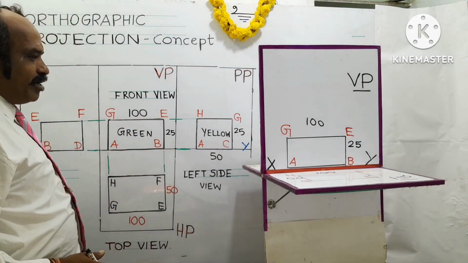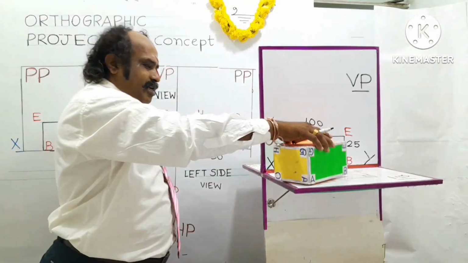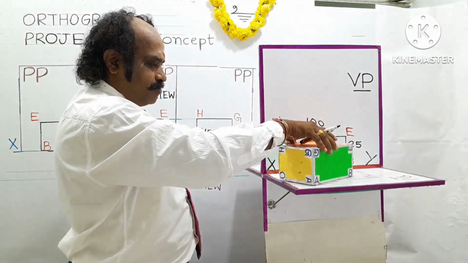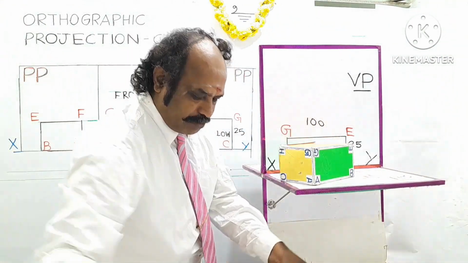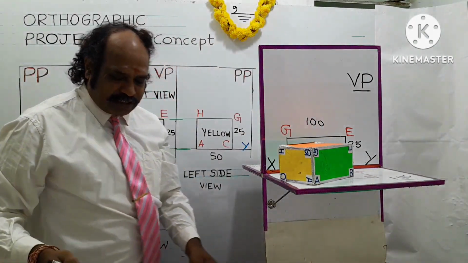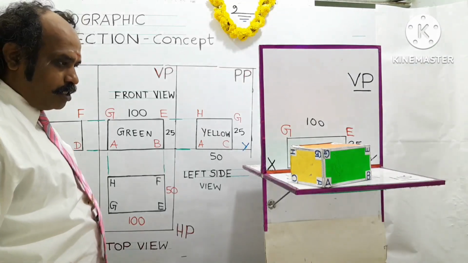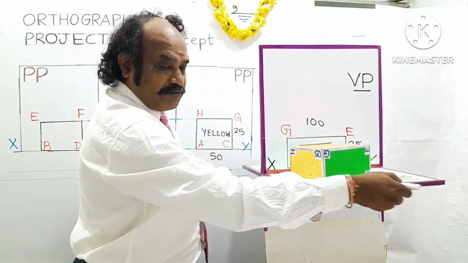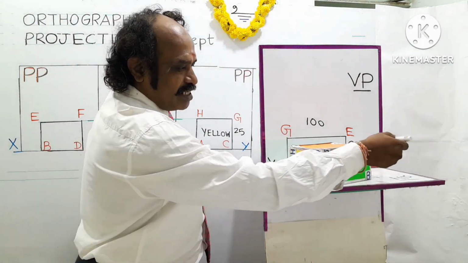Okay. So now I am going to draw the right side view. Earlier the object was placed like this. Before that, let me change the corners. So earlier the object was placed like this. This is the direction of the front view. You can see the green surface.